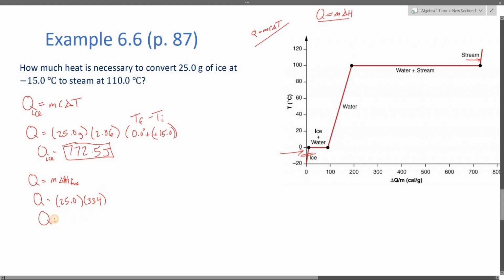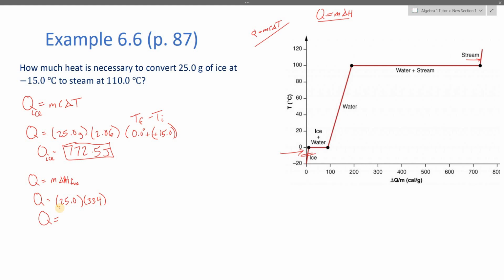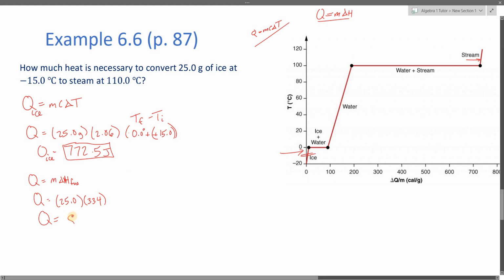So Q for the phase change is 334 times 25. 334 times 25 is going to give me 8,350, and the unit of energy is joules. So far, in order to go from this portion of ice, we have gained 772.5 joules. In order to melt the ice, we had to use 8,350. Now we have to go through this entire section of water. So over here, we'll start the Q for water.